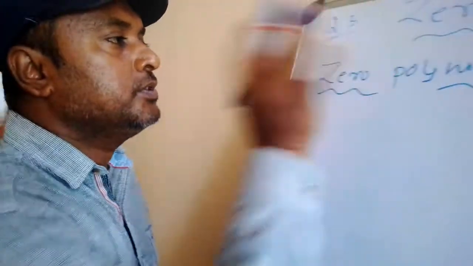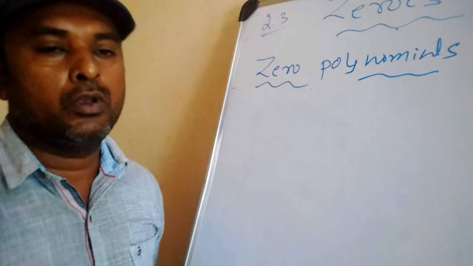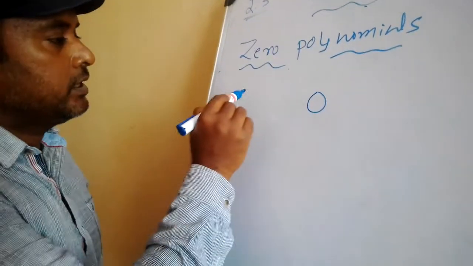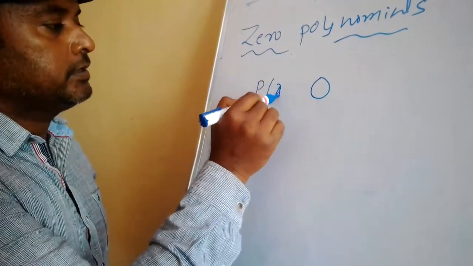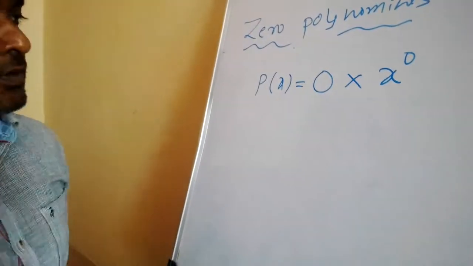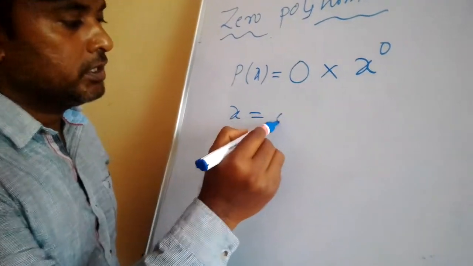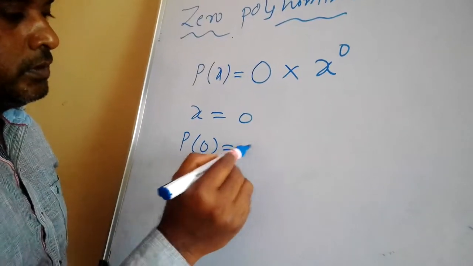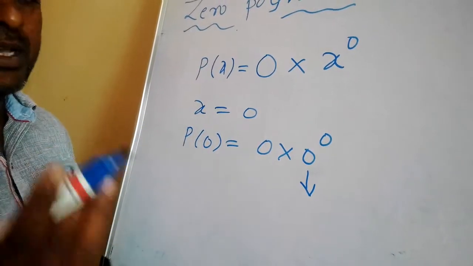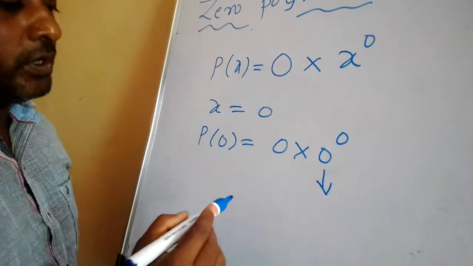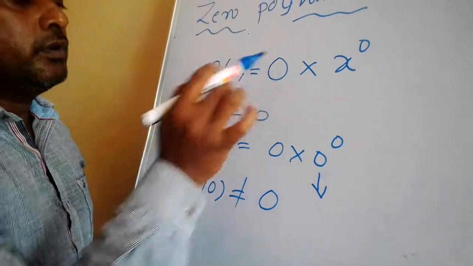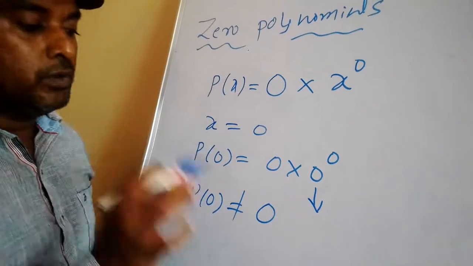Okay, next one. What are the zeros of the zero polynomial? The zero polynomial is the polynomial where only zero exists. Now we can write it in standard form. P of x is equal to 0 into x raised to 0. Now substitute x equal to 0 here. P of 0 is 0 into 0. In the previous problem I already told you 0 raised to 0 is not defined. Here also we are not getting 0, so for the value 0 there is no zero here.